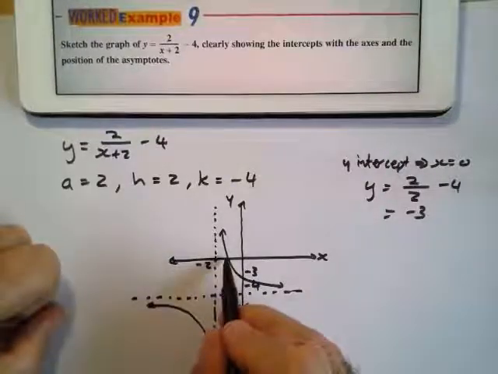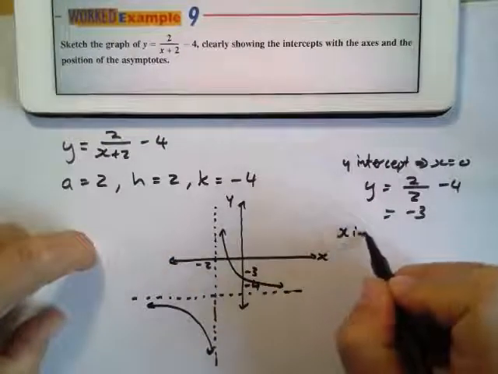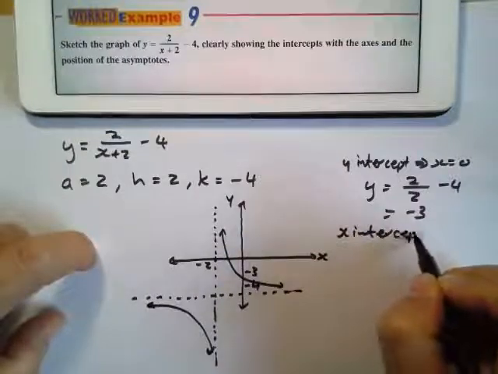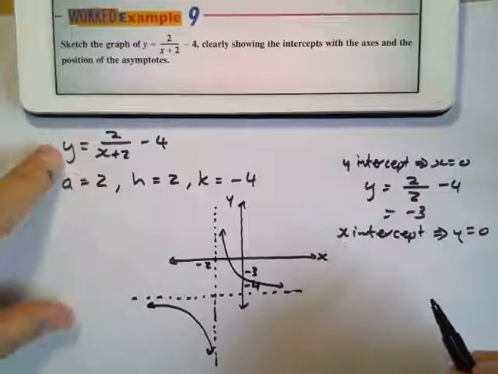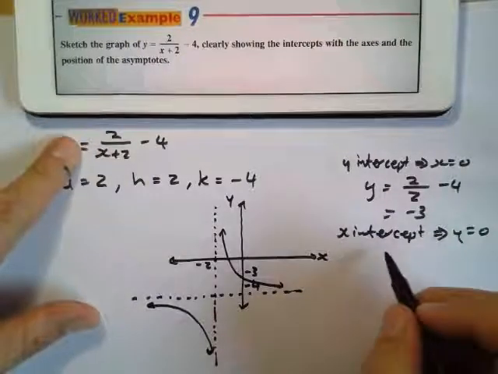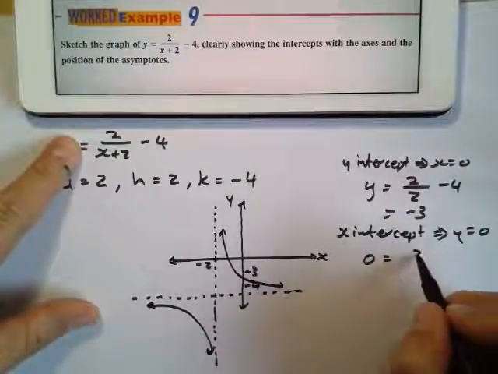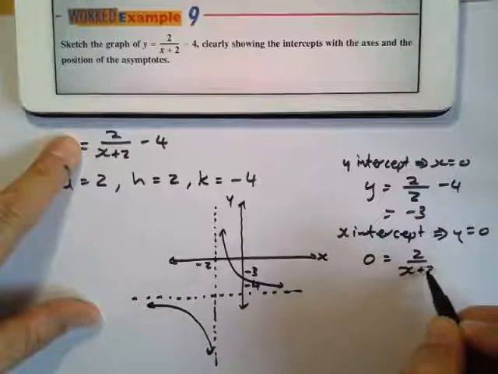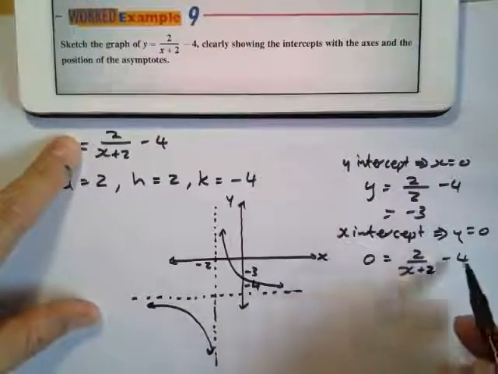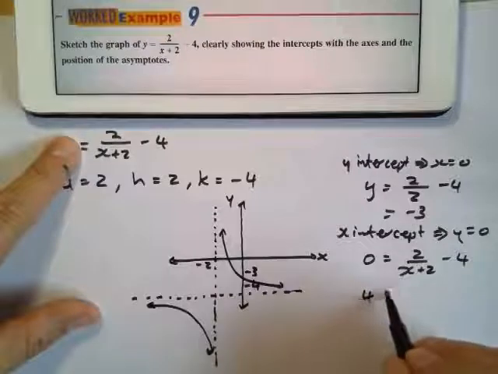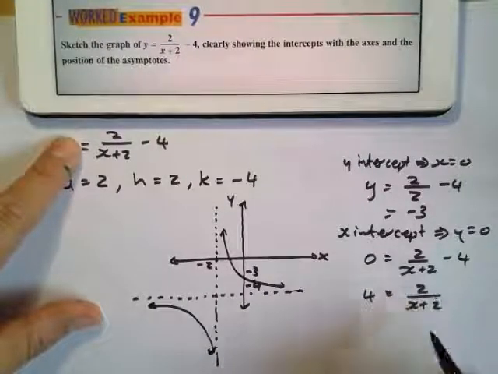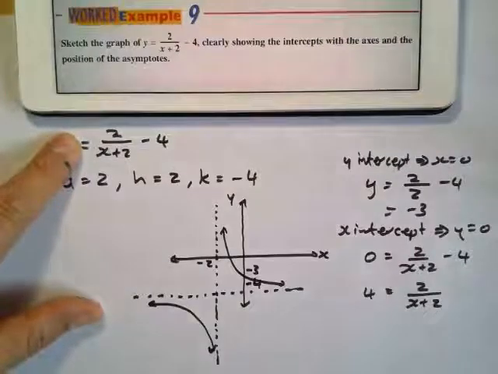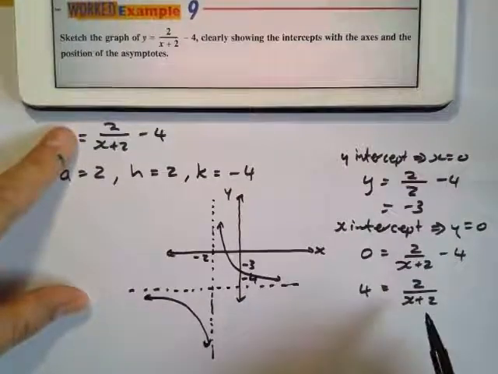What's my x-intercept? Well, your x-intercept is where y equals 0. If y is 0, then 0 equals 2 over x plus 2 minus 4. You can take the 4 to the other side. 4 equals 2 over x plus 2. Please don't cancel that out. That's a rookie mistake. You shouldn't be rookies anymore.